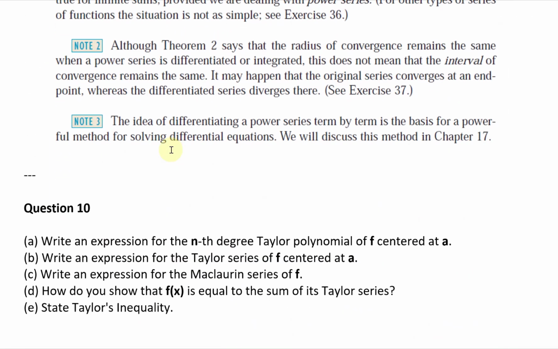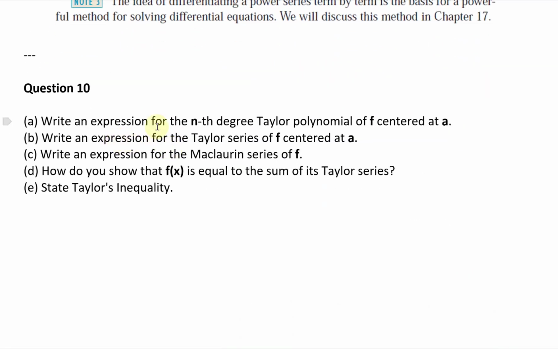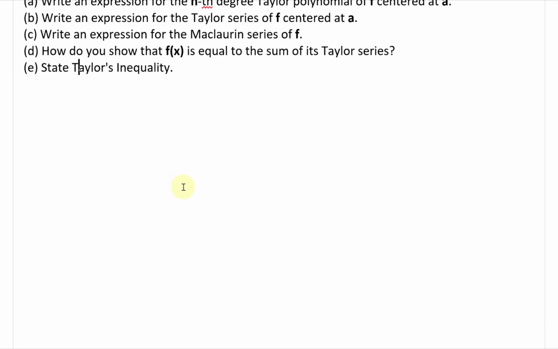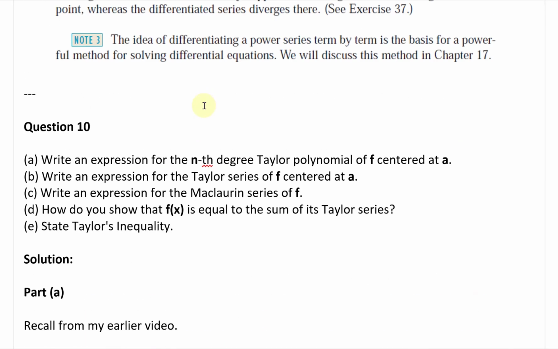And now let's look at question 10, and this states: write an expression for the nth degree Taylor polynomial of f centered at a. And then B states, write an expression for the Taylor series of f centered at a. So this is the nth degree Taylor polynomial, now we're looking at the Taylor series, this is summation up to infinity. And then C says, write an expression for the Maclaurin series of f. And then D states, how do you show that f(x) is equal to the sum of its Taylor series? And then part E says, state Taylor's inequality. Alright, so now let's take a look at the solution.